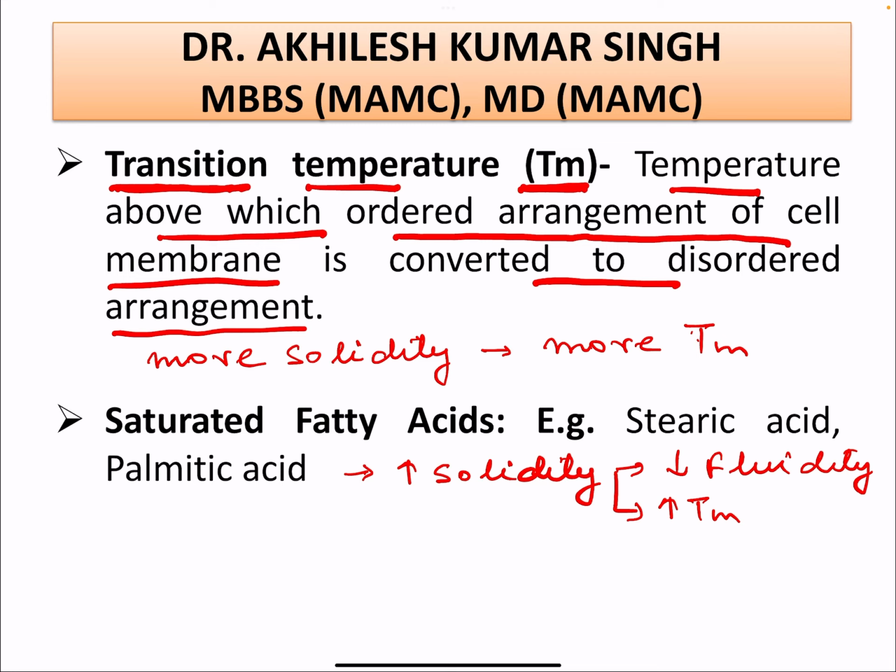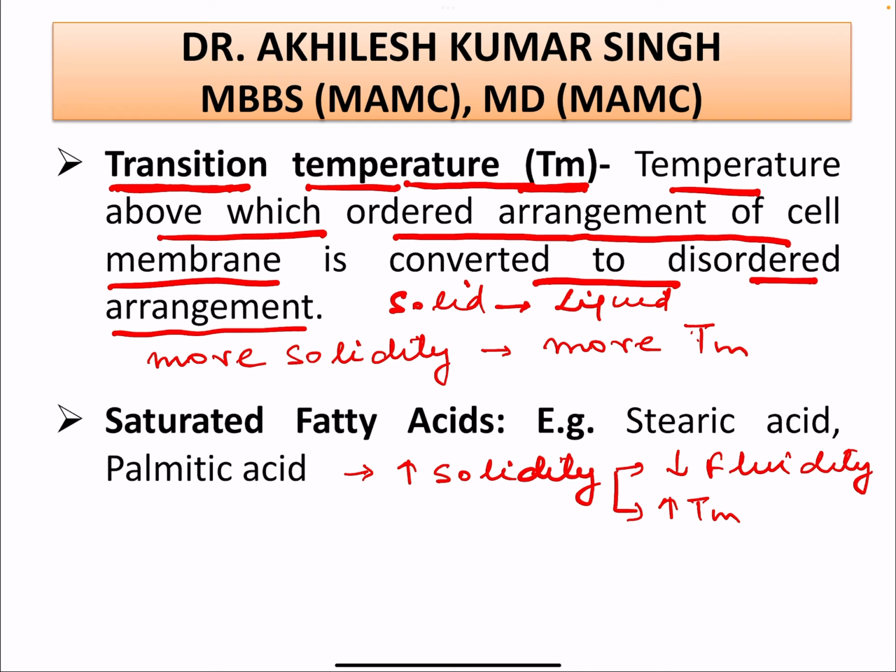So ordered arrangement is converted to disordered arrangement, simply you can also understand. The transition temperature is the temperature above which... So where is ordered arrangement present? Solid, right? And where is disordered arrangement present? Liquid. So the temperature above which the solid becomes liquid, or the temperature above which this ordered arrangement is converted to disordered arrangement, that is called the transition temperature.